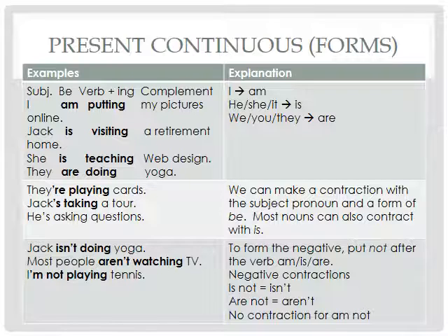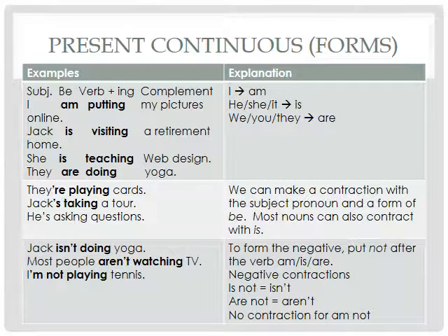So the present continuous is formed with two words. There's the helping verb, which in this case is the verb to be, and then what is called the present participle. Often it's referred to as the verb plus ing. So these two come together to form the present continuous tense. The verb to be takes three forms: am, is, and are, depending on what the subject is.